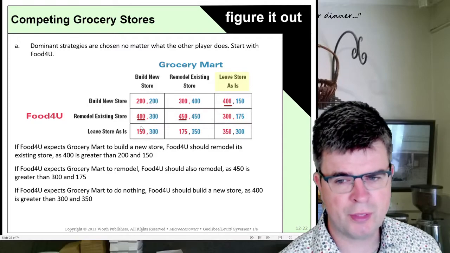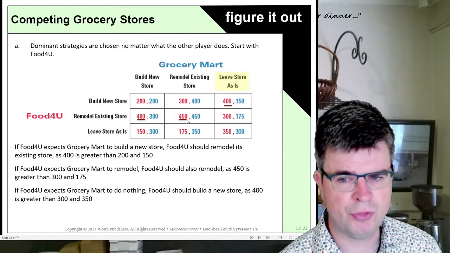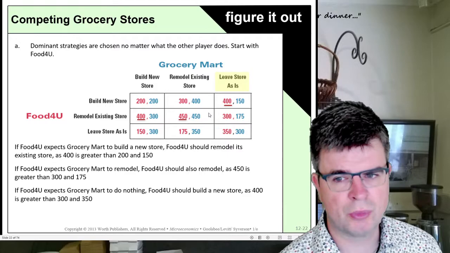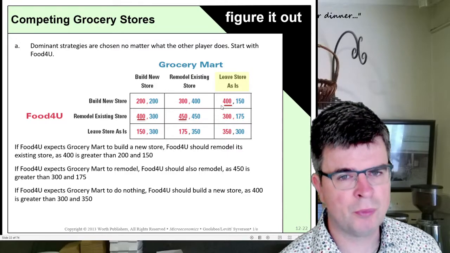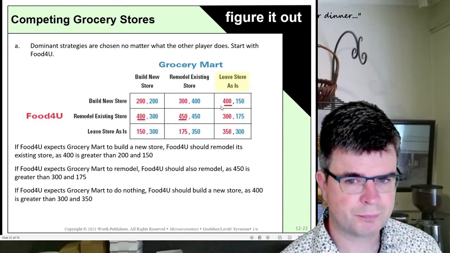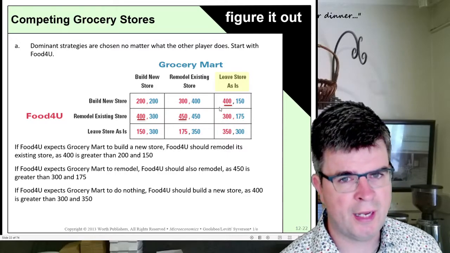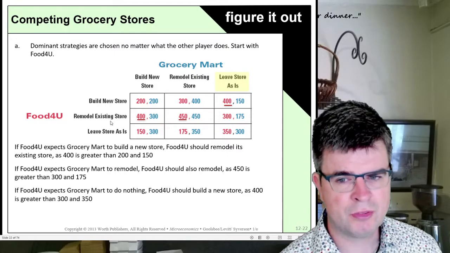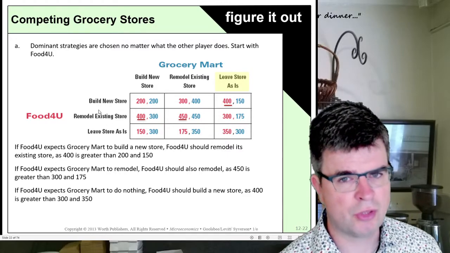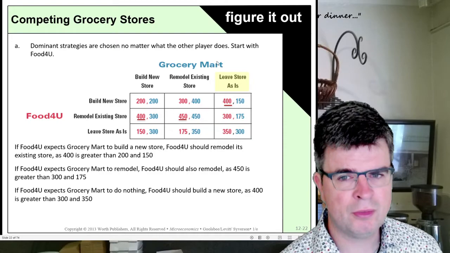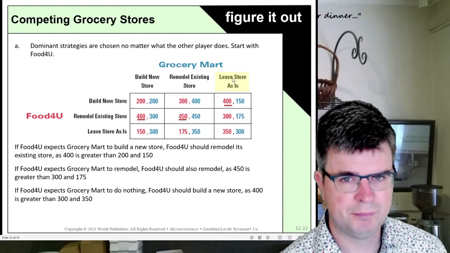And we observe that in two cases it's optimal for Food for You to remodel the existing store, and in one case it's optimal to build a new store. And from this we can see that Food for You doesn't have a dominant strategy. It doesn't have a strategy that's always optimal, independent of what Grocery Mart does.